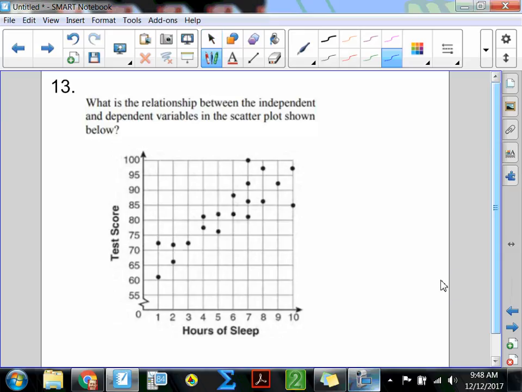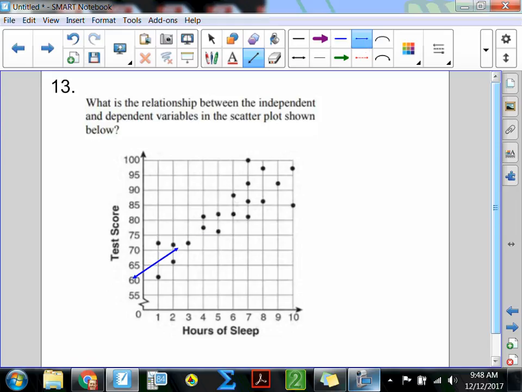Okay, number 13. What is the relationship between the independent and dependent variables in the scatter plot shown below? What we really want to know is whether or not the correlation is positive or negative. Since the graph is going up and to the right, as the hours of sleep increase, so do the test scores increase. Hint, hint for students out there, as your hours of sleep increase, your test scores increase.